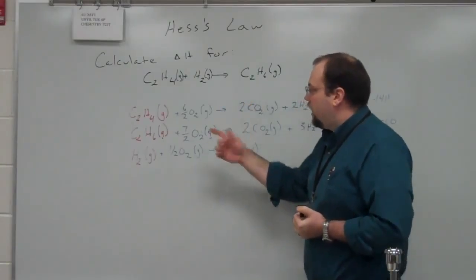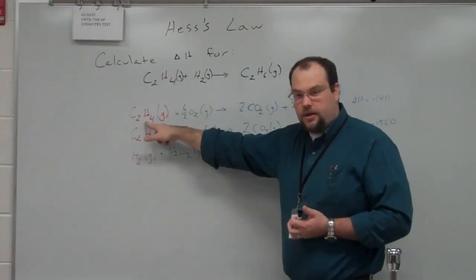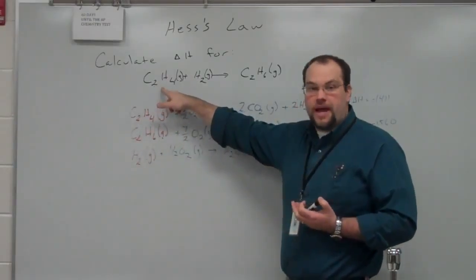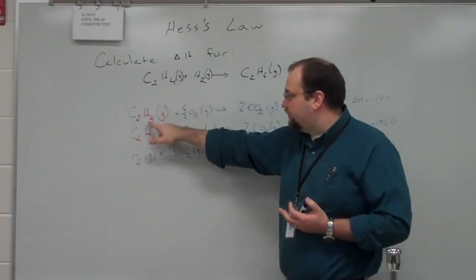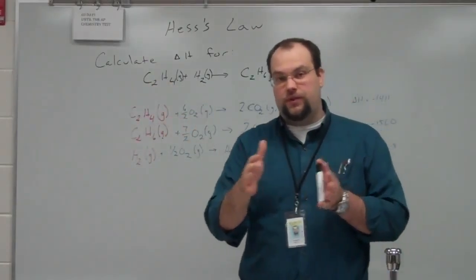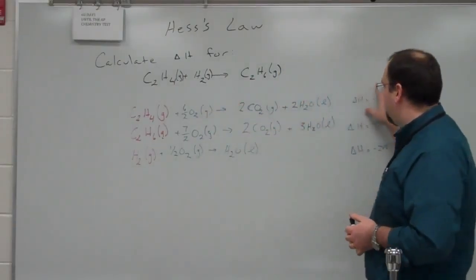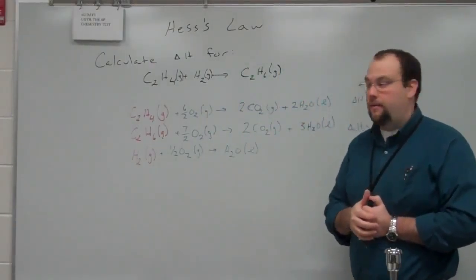Okay, so we'll start with our first reaction. Why not? I have C2H4 as a reactant, and here I have C2H4 as a reactant. So that's perfect. I have one here, one here. I don't need to change anything. It's exactly where it needs to be. So I'm not going to change anything on my reaction. I'm not going to change my delta H value at all.